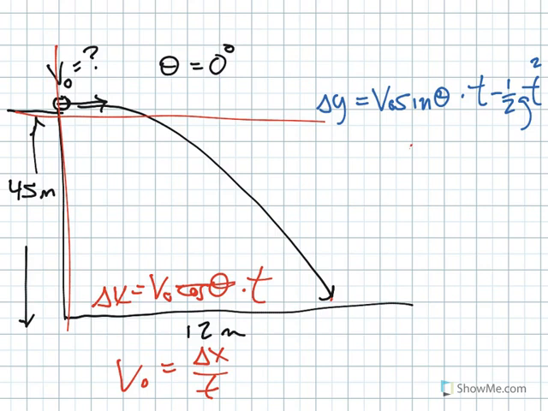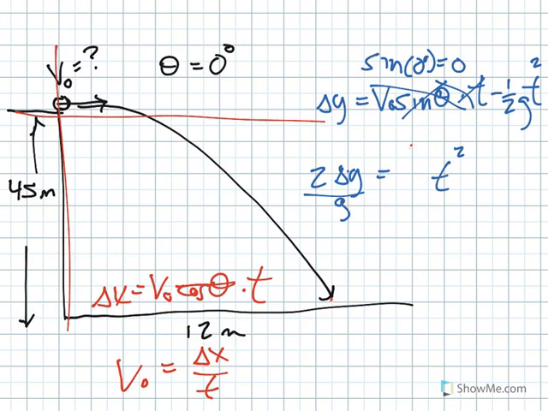So again, the angle is 0 degrees. Sine of 0 degrees happens to be 0. And that means this whole term goes away, including the t here. All right, so then solve for t. Multiply both sides by 2. Divide both sides by g. And then take the square root.